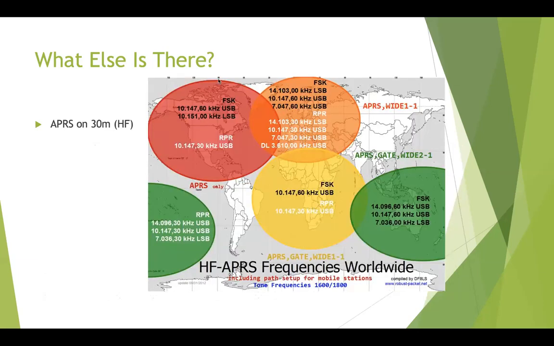So there's also APRS on 30 meters. That's an HF frequency. You can see that there are people using that in multiple countries. There are several different frequencies in use. Typically 10.14760, that's used by a lot of people, upper sideband. It's an FSK protocol on that. So you can do APRS over 30 meters that covers a very long distance. One of the rules is no digipeaters on 30 meters, because 30 meters is a long range radio band, so you don't need digipeaters to get your signal out.